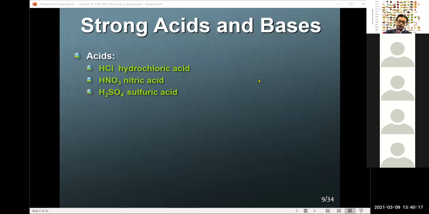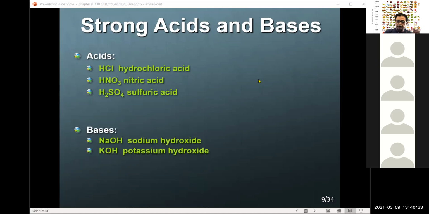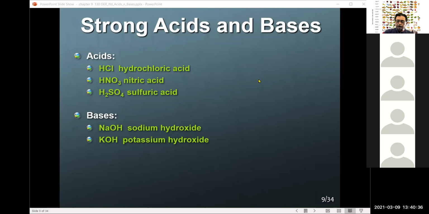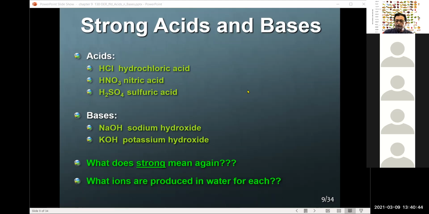Okay, so those are the 3 I just talked about: HCl, hydrochloric acid, HNO3, nitric acid, and H2SO4, otherwise known as sulfuric acid. Notice the protons, the hydrogens are written first here. The bases I just gave you, sodium hydroxide and potassium hydroxide. Okay. Again, what does strong mean? That means that the ions are 100% dissociated. I mean, the chemical dissociates completely, and respective ions are generated.